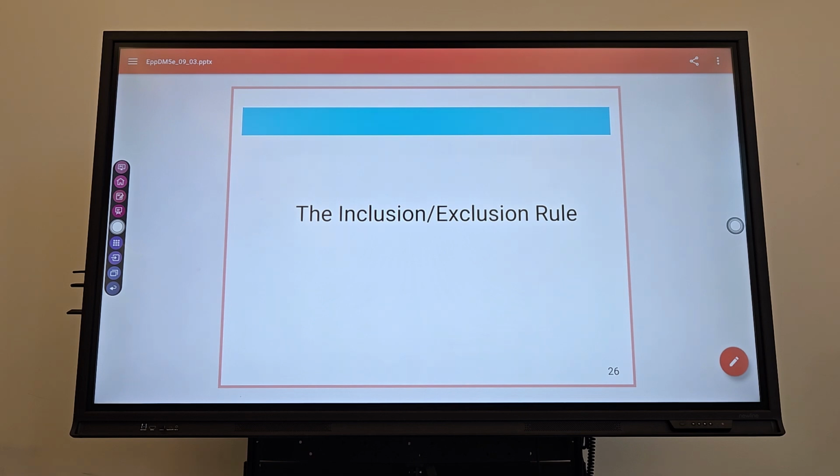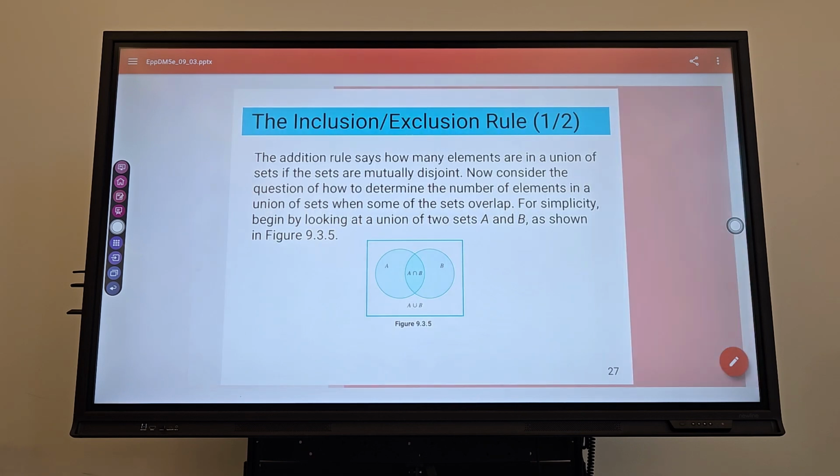The inclusion-exclusion rule. The addition rule says how many elements are in a union of sets if the sets are mutually disjoint. Now consider the question of how to determine the number of elements in a union of sets when some of the sets overlap.